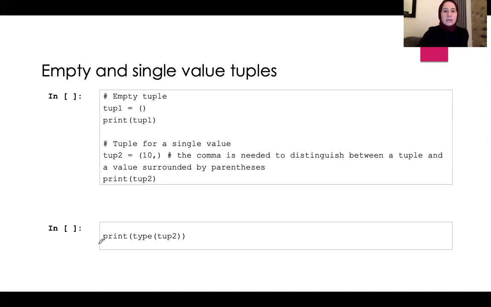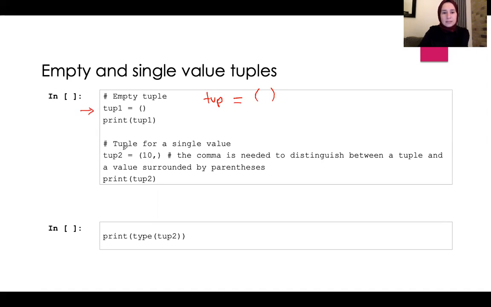So let's look at how we can create empty and single value tuples. To create an empty tuple, you need to define a name for your tuple, then it should equal empty parentheses. And basically this will create an empty tuple.